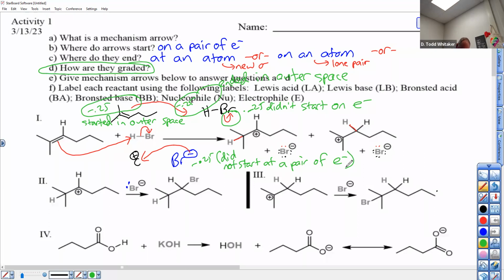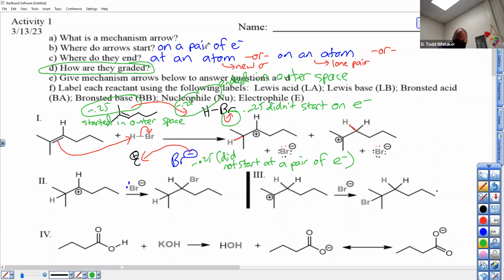So I need to see this. Did you see me draw this lone pair? I had to. Why? I'm going to use it to make a bond. And I have to start lone pairs on a pair of electrons. A formal charge is not a pair of electrons. Get that in your head.